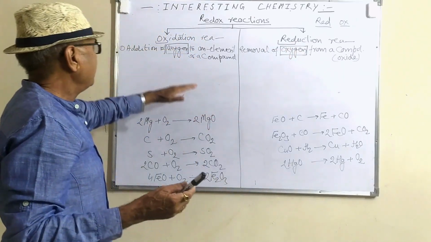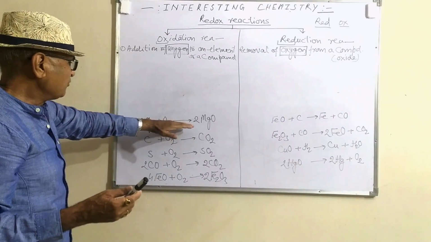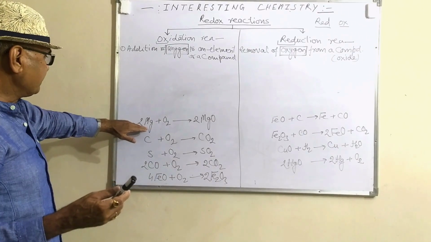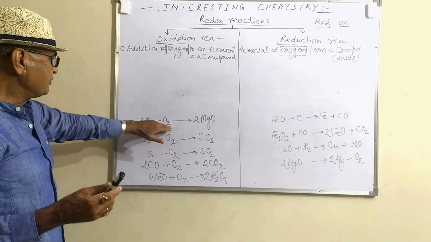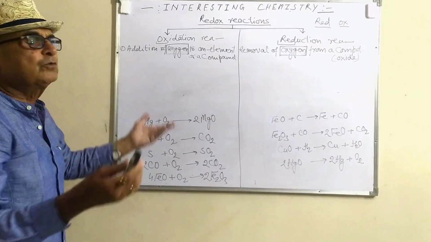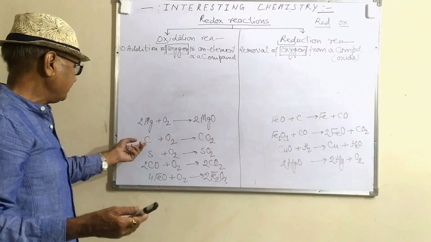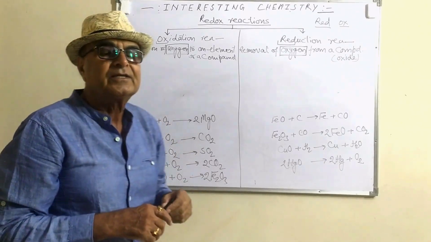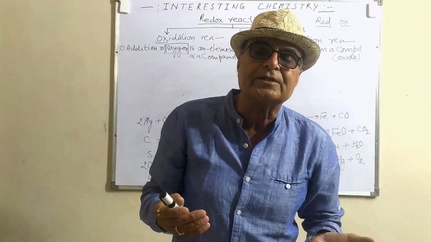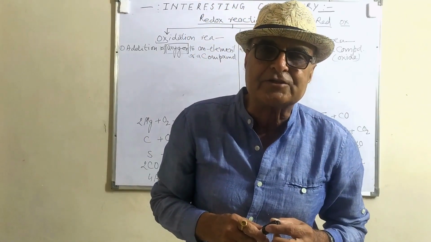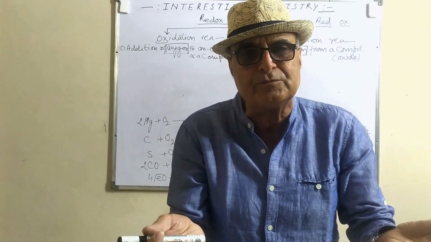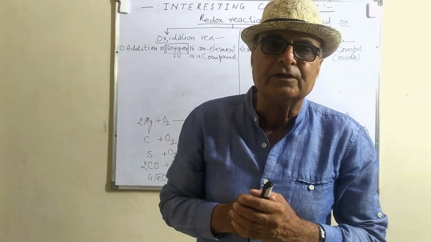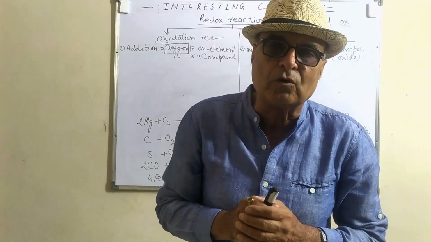I have written some equations of the reactions here, that when magnesium reacts with oxygen, magnesium oxide, or you can say oxygen reacts with carbon, or sulfur reacts with oxygen, oxygen reacts with carbon monoxide. You can say in any way, whether you are saying that when magnesium reacts with oxygen or oxygen reacts with magnesium to form a new compound, that is oxide. So it is called oxidation.